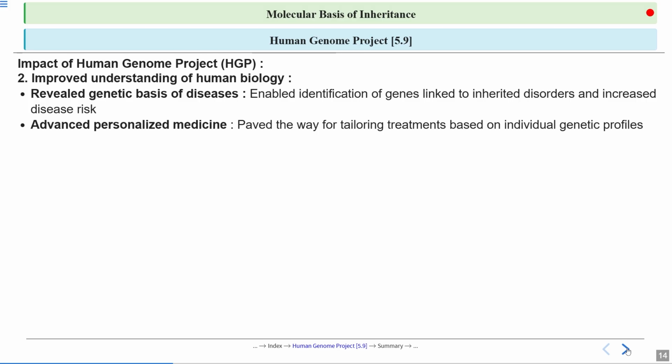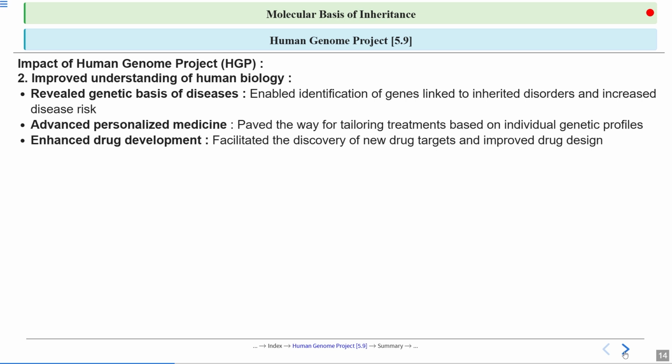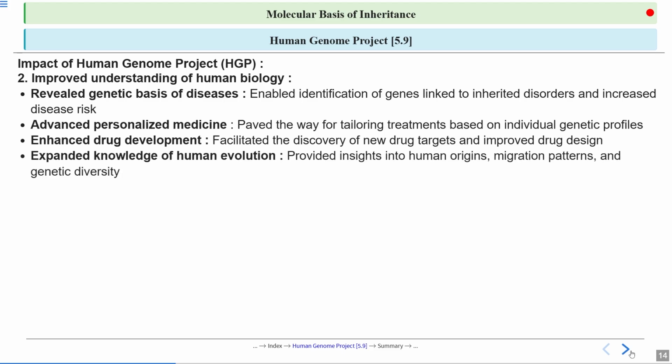Then advanced personalized medicine, as I told you previously also, because once one knows the genetic makeup of the person, it will become easy to give treatment, paving the way for tailoring treatment based on individual genetic profile. Then enhanced drug development, facilitating the discovery of new drug targets and improving drug design. This means we know what the drug is going to target, and therefore we can even improve drug design.